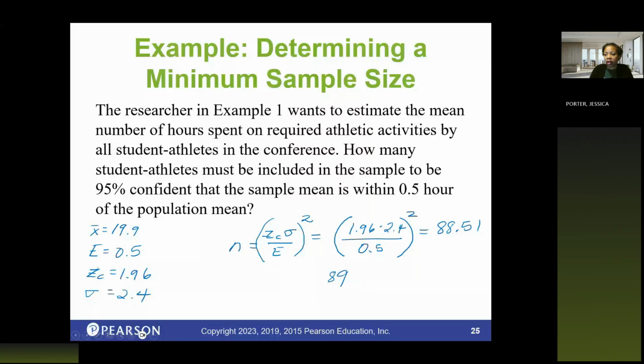Okay. Any questions on finding the confidence interval when the standard deviation is known, or finding the sample size? The sample size, you're just plugging into a formula.